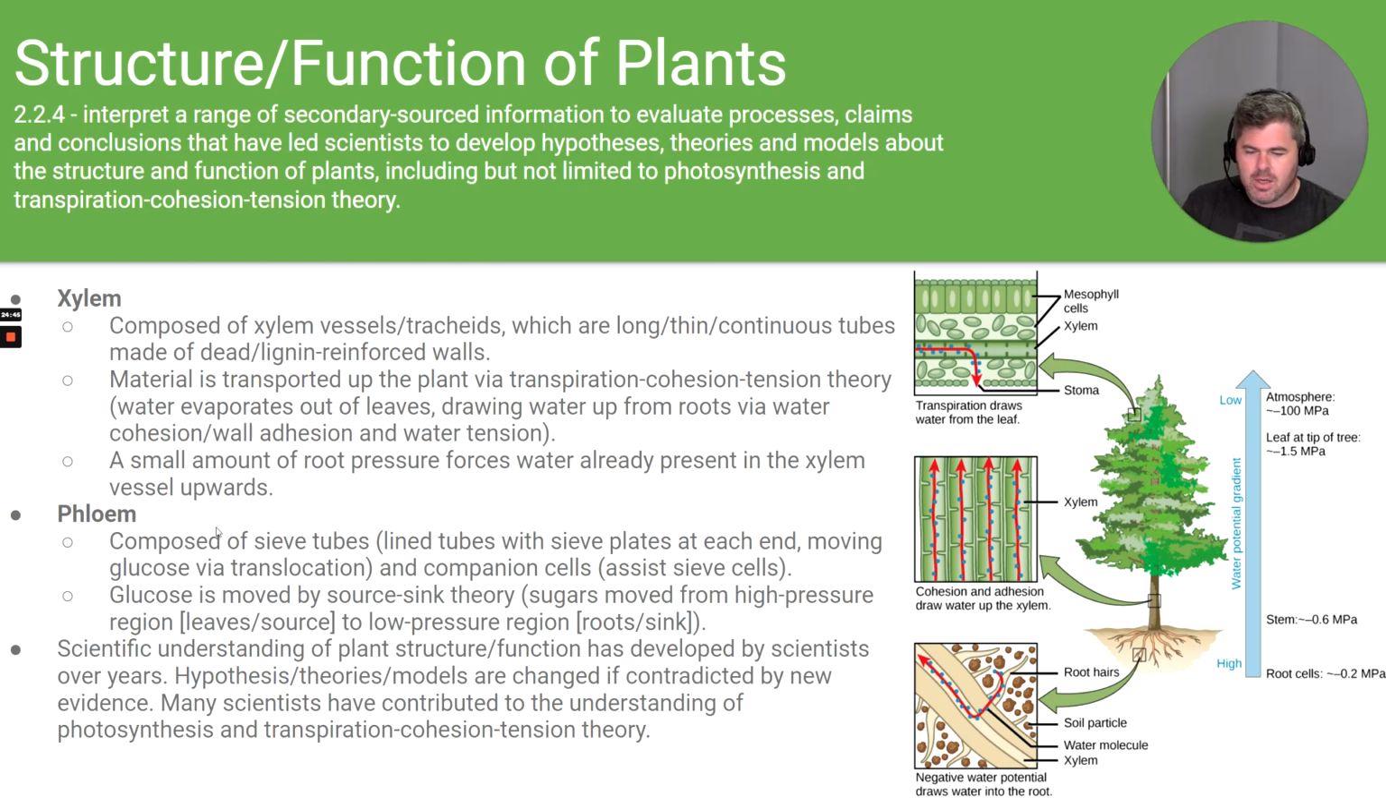Phloem is composed of sieve tubes, tubes with sieve plates at each end, moving glucose via translocation, and companion cells, which assist the sieve cells. Glucose is moved by source sink theory, as the sugars move from a high pressure region to a low pressure region.